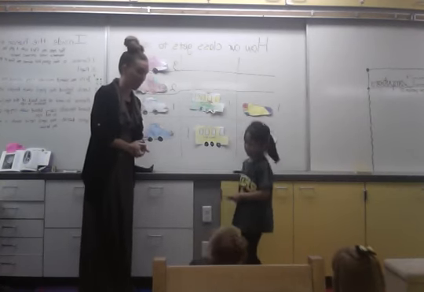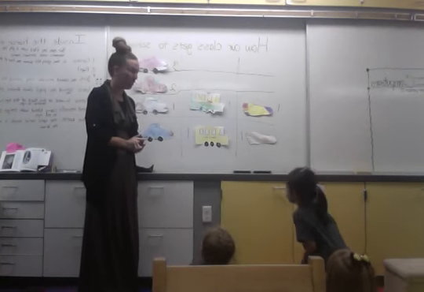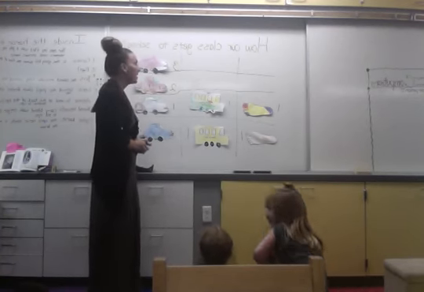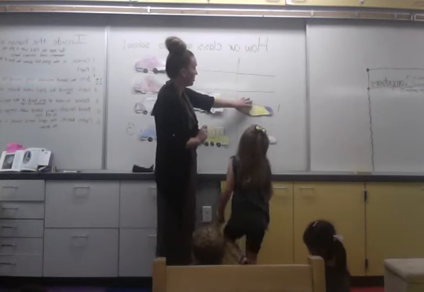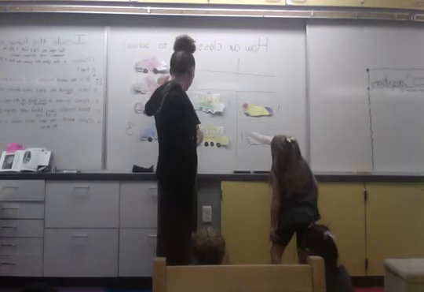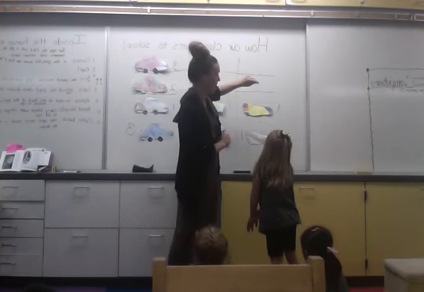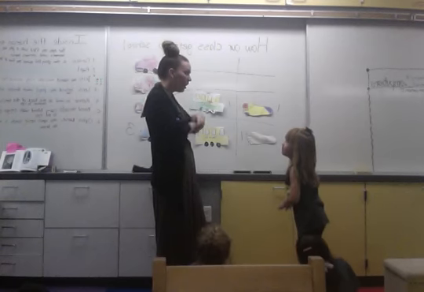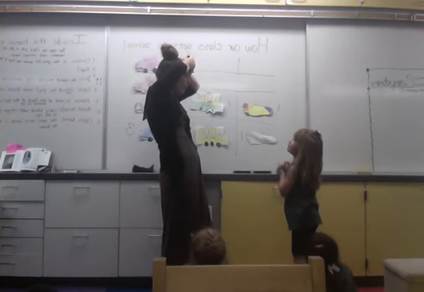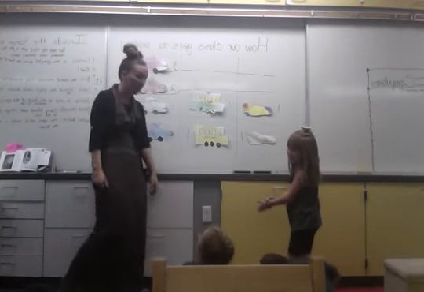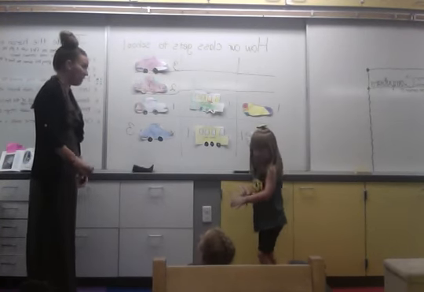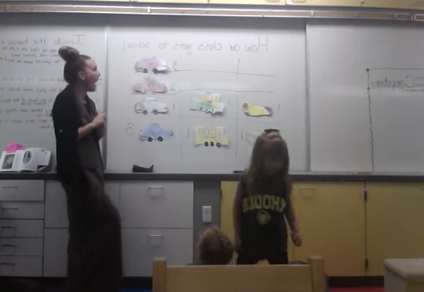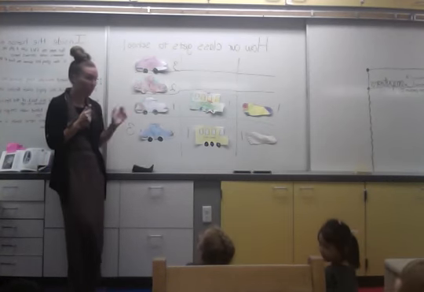Okay, go ahead and sit down. Addison, can you come up here? How many more feet do we need to have the same amount of cars as the same amount of feet? 2. Oh my goodness, you're right. So go ahead and sit down. Thank you, Addison. So what does the graph show us?